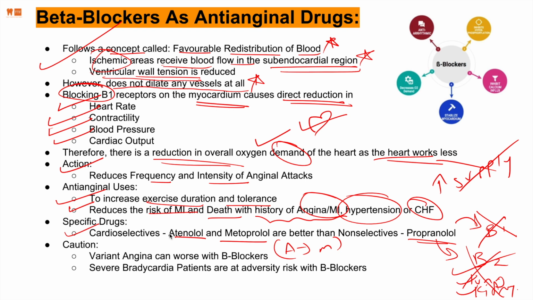For this purpose, caution: when there's a variant angina, beta blockers can make it worse because we don't know the cause. Severe bradycardia, where the heart is already in a reduced state of heart rate, puts patients at risk with beta blockers because beta blockers will also reduce heart rate even further. And just as a little side note from general pharmacology, when you have bradycardia, atropine is used. Remember that. Okay, let's go ahead.